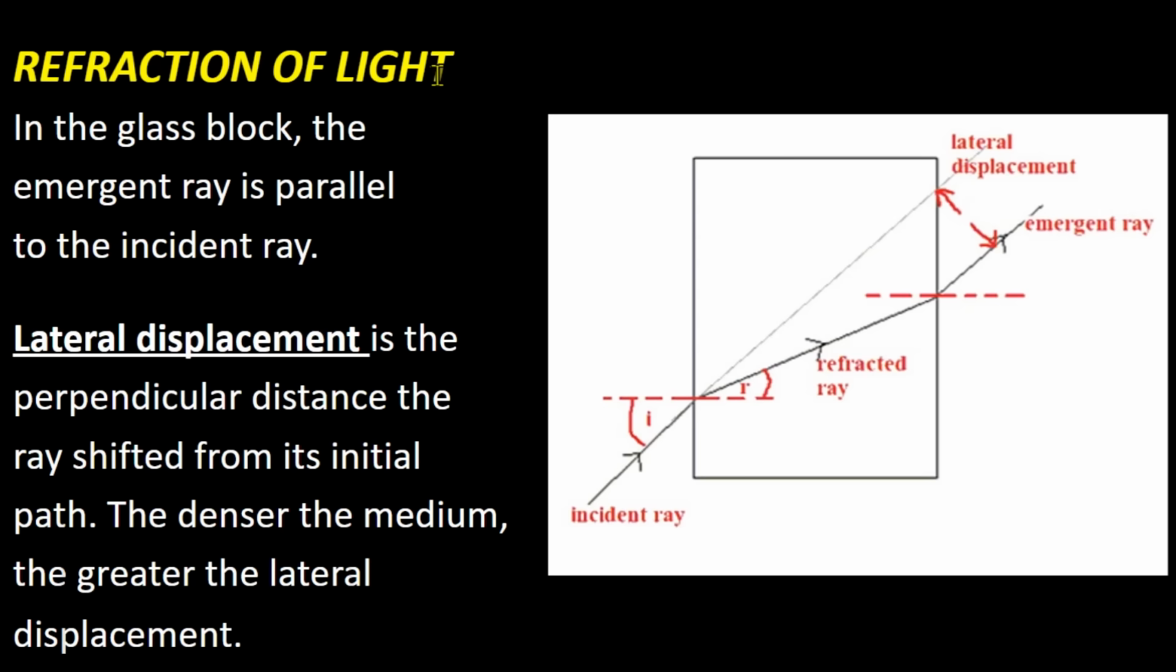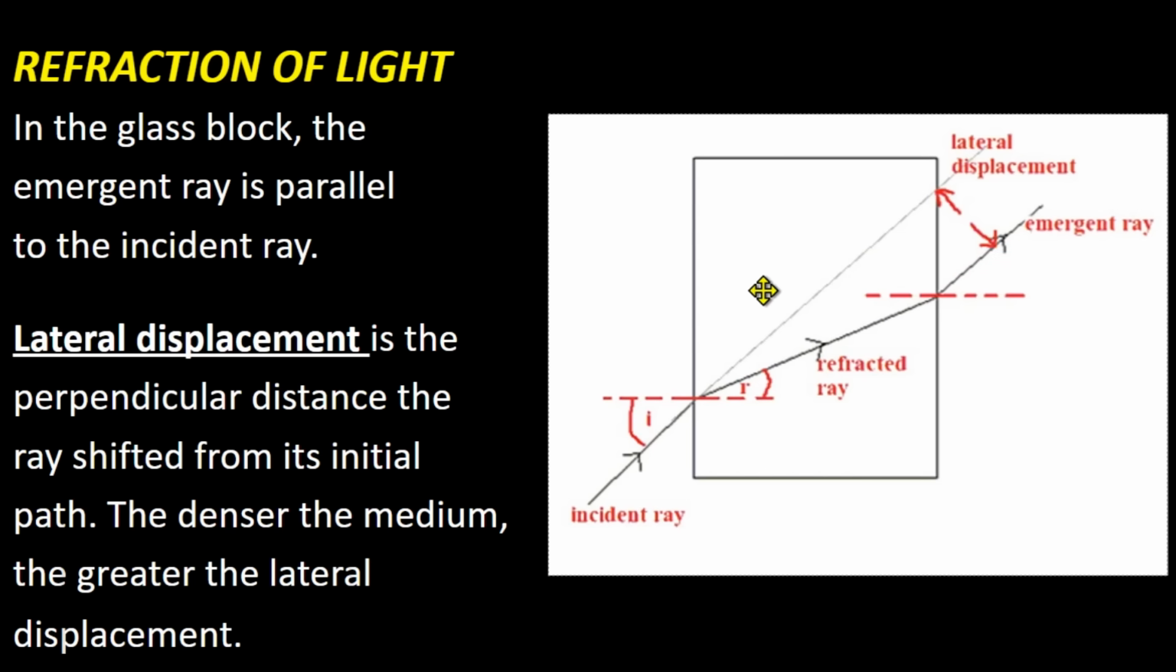In refraction of light, if we observe it here in the glass block, the emergent ray is parallel to the incident ray. If we follow the cursor here, we can see the incident ray, then the angle of incidence. The wave is going to bend towards the normal, and this is going to be our refracted ray here, and then it's going to bend away from the normal as it exits, and this is going to be our emergent ray here.